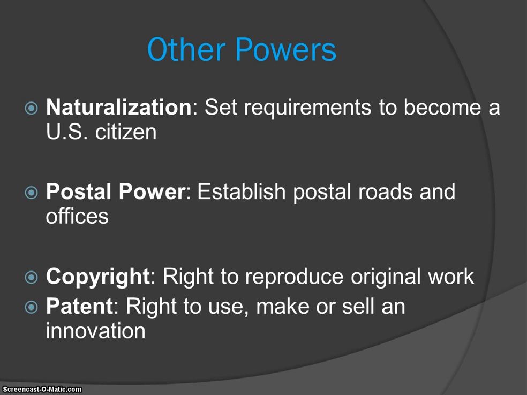Copyright power is the right to reproduce an original work. So if someone creates a book or a piece of art, they can copyright it so that no one else can reproduce it without their permission. And a similar power is the patent power. Congress can give out patents. Patent is the right to use, to make, or to sell a certain innovation. So if you come up with a brand new machine that you want to sell, if you patent it, no one else is allowed to make that exact same machine.